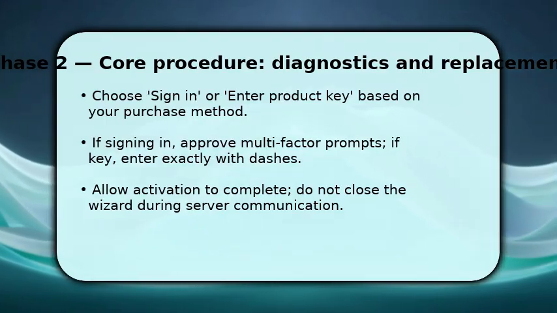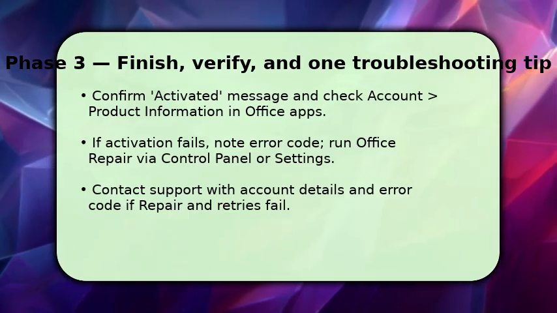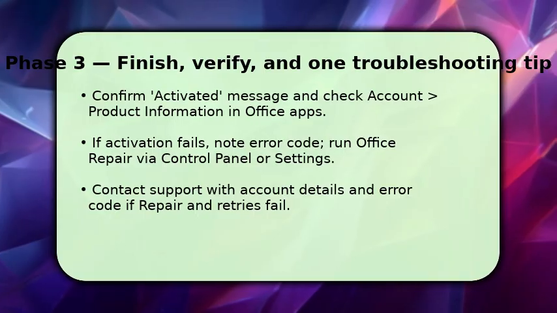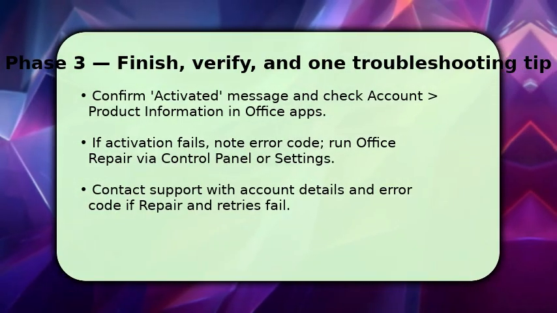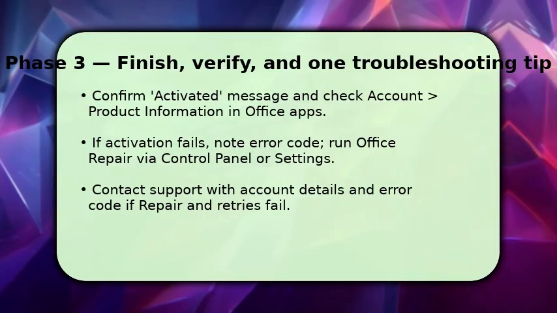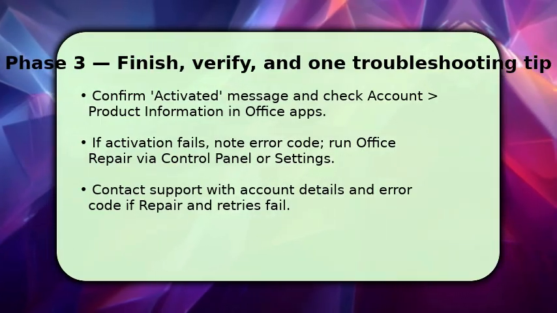Finish by confirming the activated status under account, then restart an Office app to ensure features are enabled. If activation fails, note the exact error code. This guides the fix. Next, run online repair from programs and features or settings. This reinstalls activation components while preserving files.